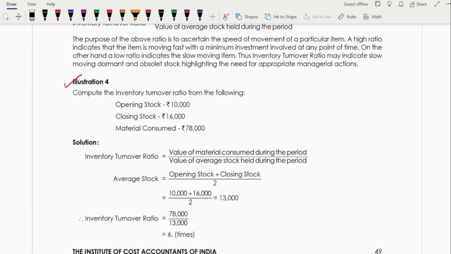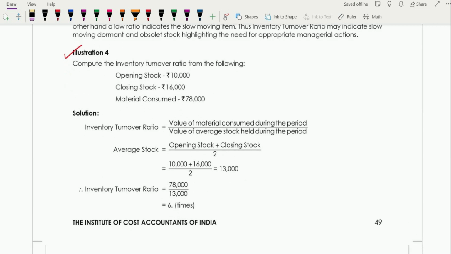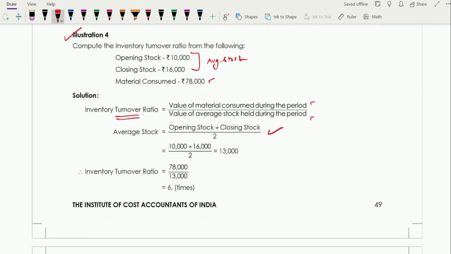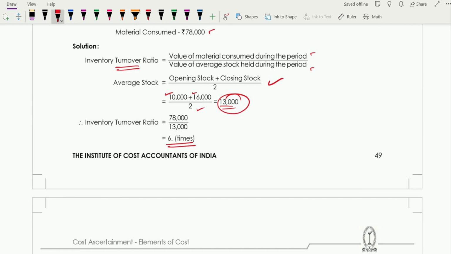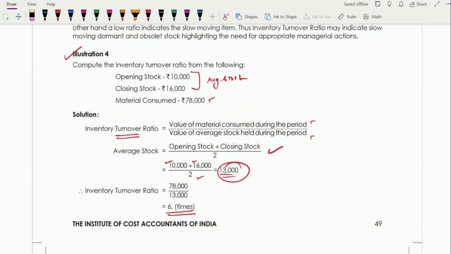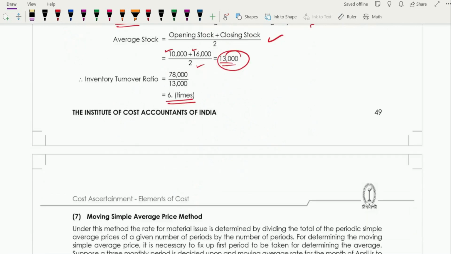Illustration number 4. Compute the inventory turnover ratio from the following. Opening stock is given, closing stock is given, and material consumption is given, 78,000. So how do you calculate inventory turnover? That is value of material consumed divided by average stock. So how can you calculate? Average stock you can calculate from here. Average stock is equal to opening plus closing divided by 2. Opening is given, closing is given, divided by 2. 13,000 is the average stock. So inventory turnover ratio is 6 times. Pretty simple, isn't it? There is nothing much in this.